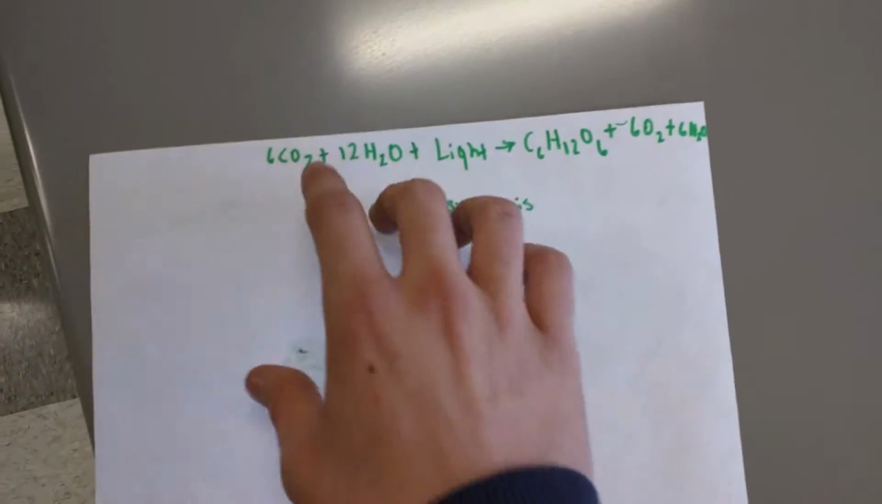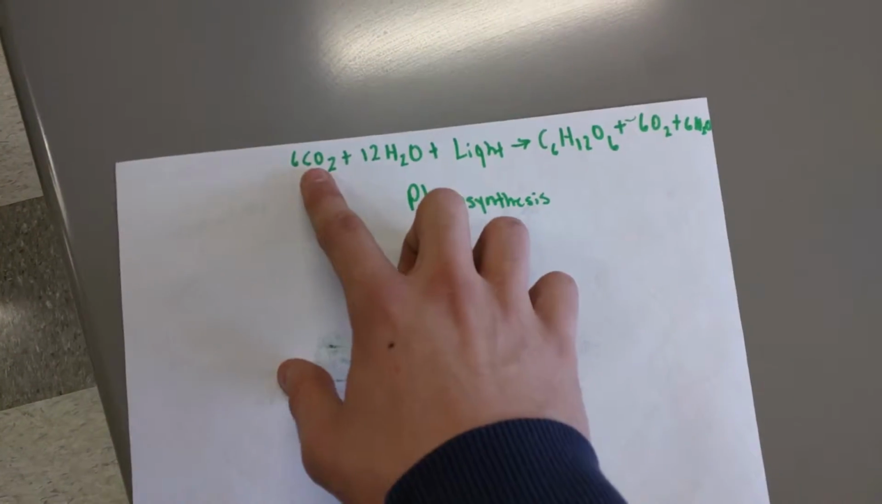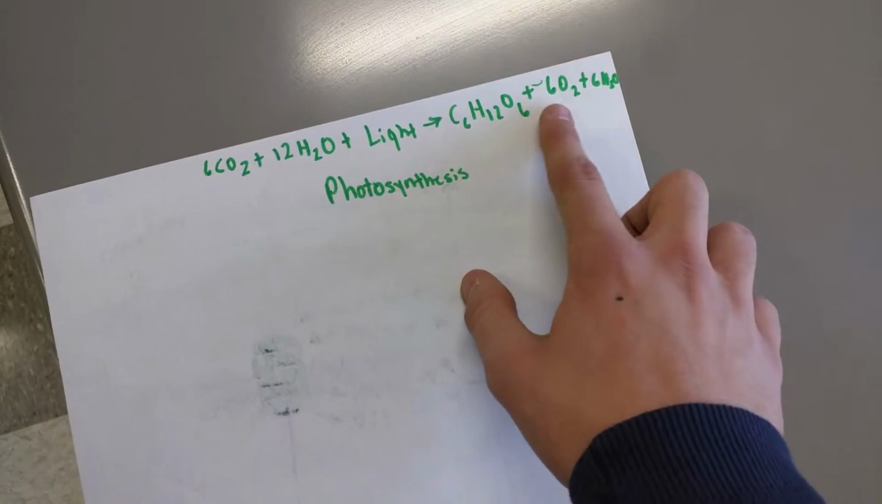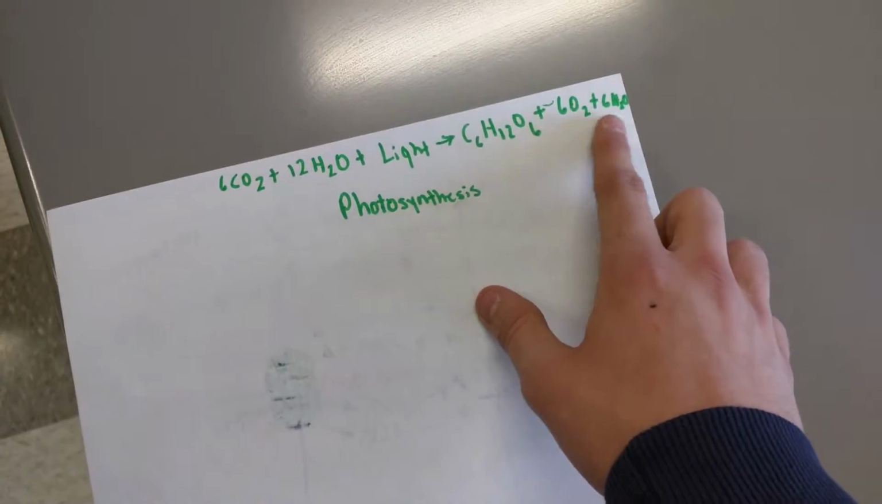The equation for photosynthesis calls for these three, and they make carbohydrate and oxygen as a byproduct.